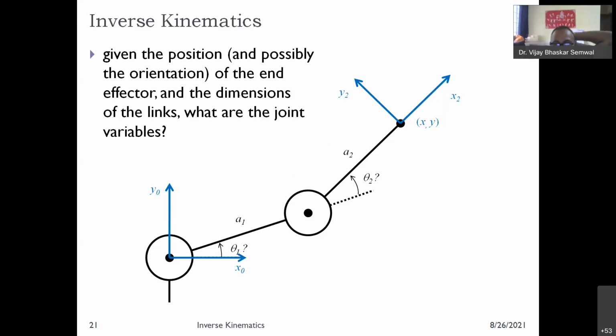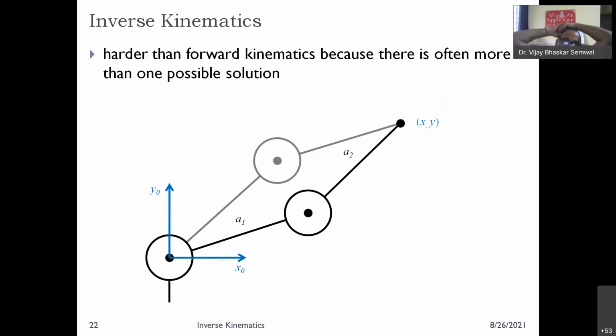You are given the position, the last x, y value, the x2, y2 value, and you have to calculate theta 1 and theta 2. So what is happening? This is harder than forward kinematics, because there is often more than one solution possible. You can reach by both ways. This is your workspace in which you are working. You have multiple solutions by which you can reach this point. So multiple solutions, that's why it is difficult.